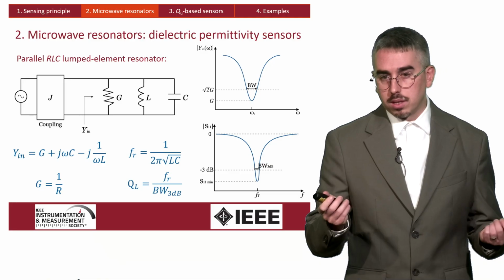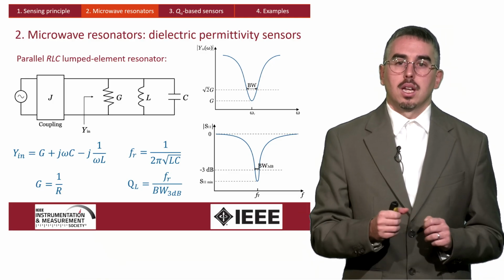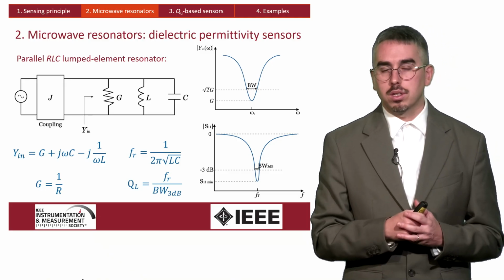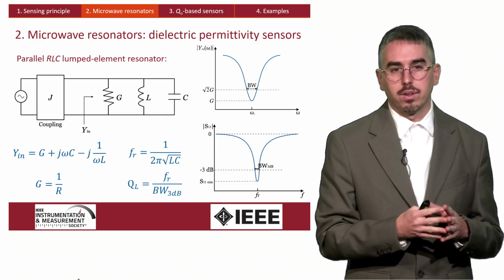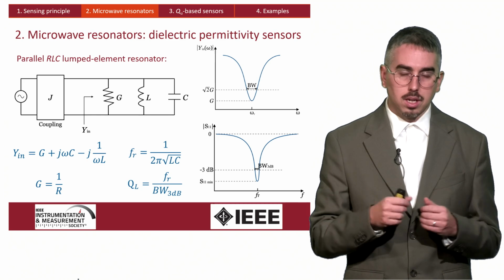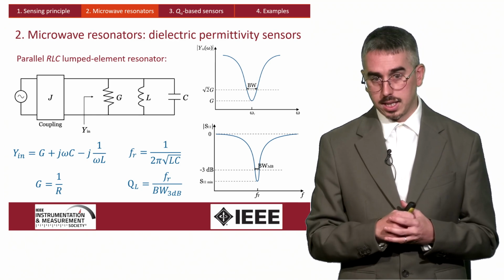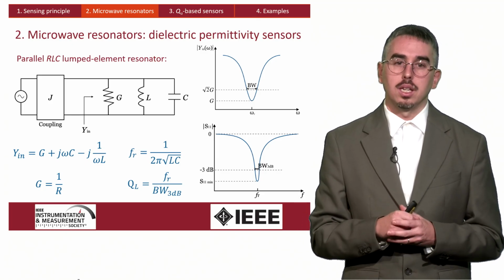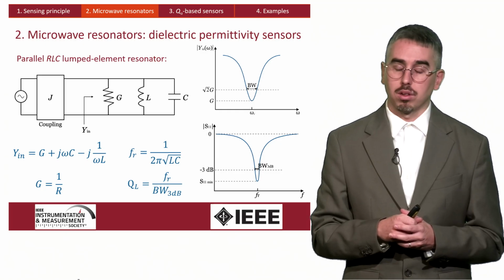We can compute this value for different frequencies and plot it. We can see how at the resonance frequency the modulus, or absolute value, of the input admittance is minimum, and this value rises as we move towards higher or lower frequencies. This resonance frequency is defined in terms of the capacitance and the inductance.